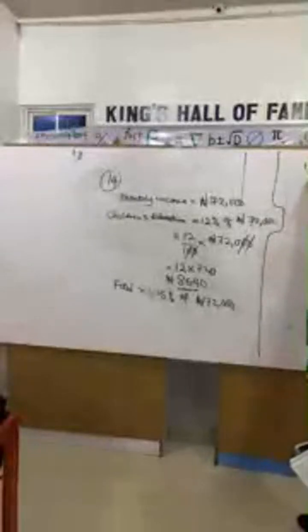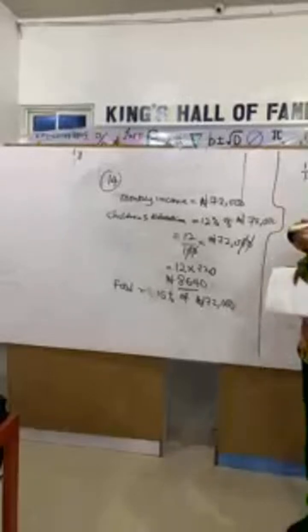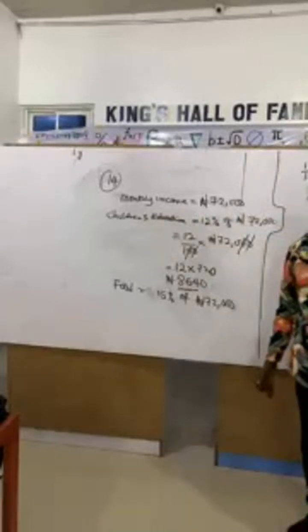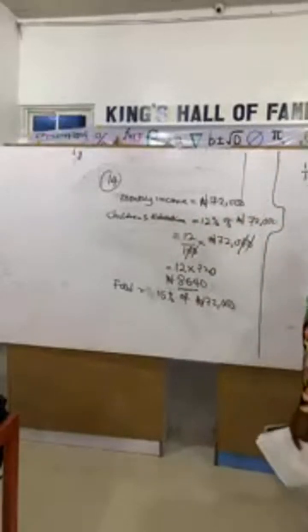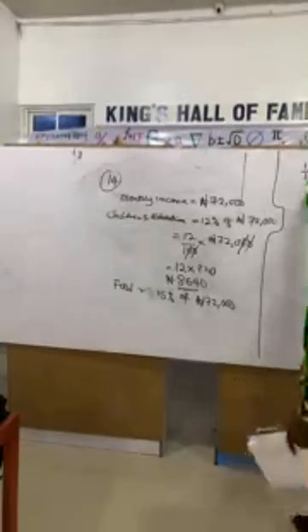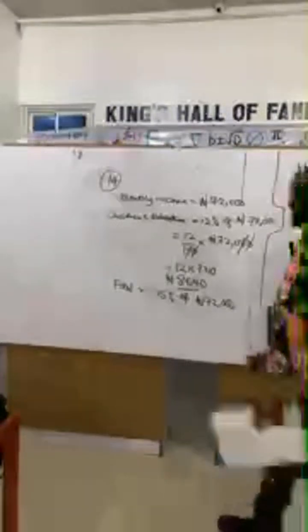So 15% now, we take 15 out of 100 times what? 72,000. The same money, no problem. For any percent, you don't have to calculate a different percentage. It's the same money you are using. You know what I mean? So cancel this, bring the 15 out, 15 times 720. 10,800.